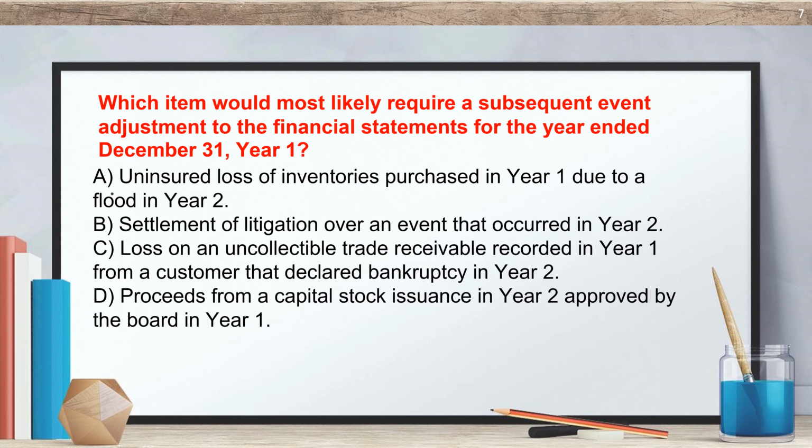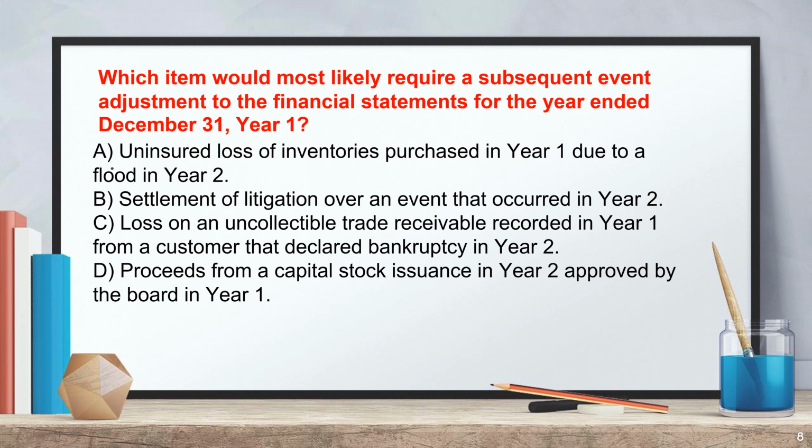Here's a classic test of recognition. Which item would most likely require a subsequent event adjustment to the financial statements for the year ended December 31st, Year 1? Answer: C. Why? If the customer declared bankruptcy in Year 2, but the receivable existed in Year 1, this event requires adjustment since it provides evidence about conditions at the balance sheet date.